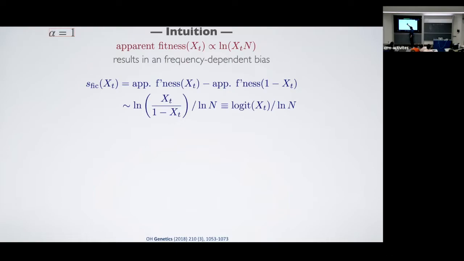We take here the difference between the apparent fitness of the mutants, which depends on its frequency, and the apparent fitness of the wild type. And you get then a selection coefficient that depends on the logit of the frequency.